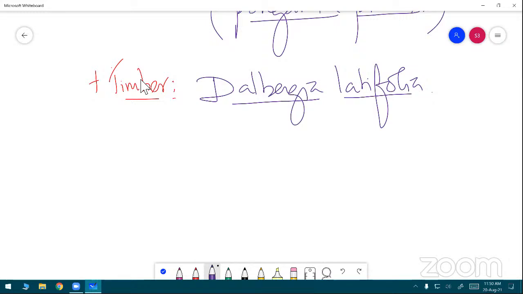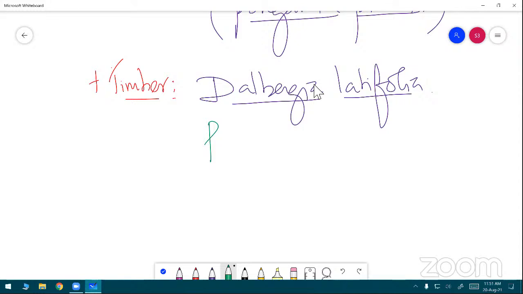Now it yields timber. This timber is used for making building materials, furniture, and wood, right? Sometimes building materials which are used for concrete purposes, right? Now this wood is obtained from the plant. That is a very interesting and important area. Please concentrate. And one more, Pterocarpus santalinus.